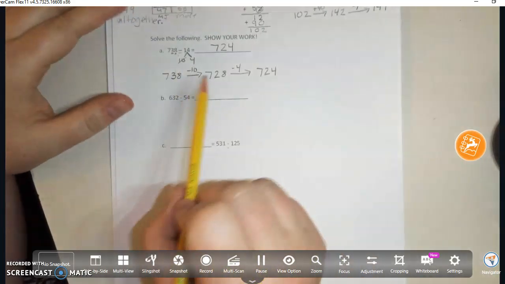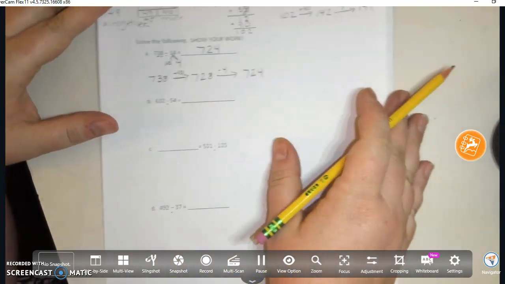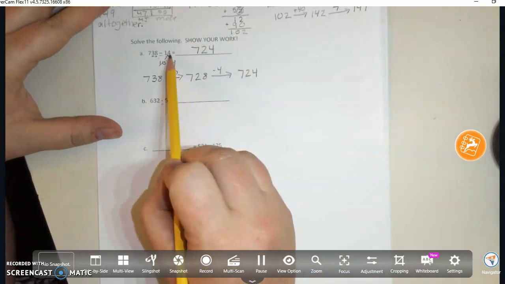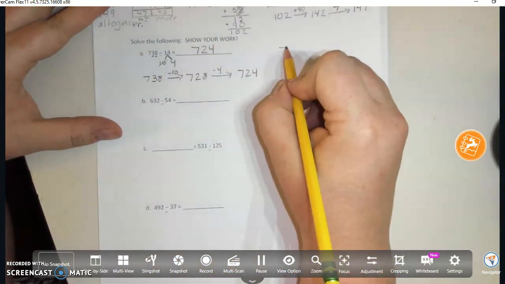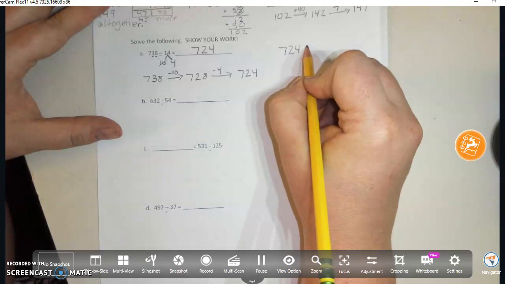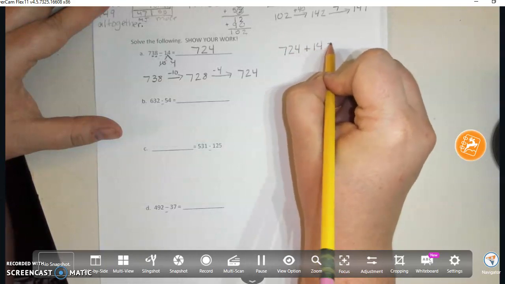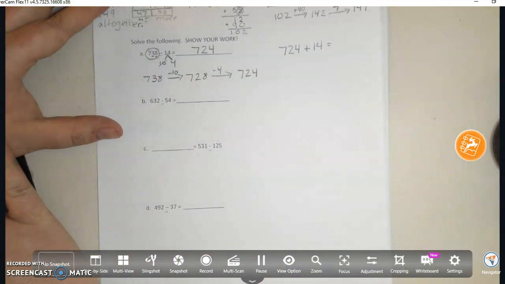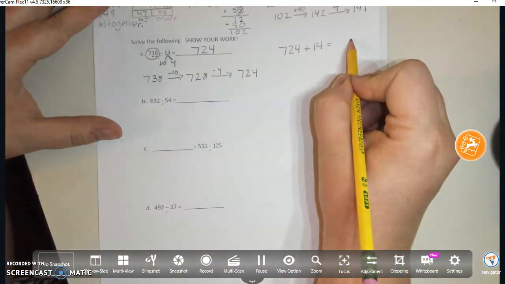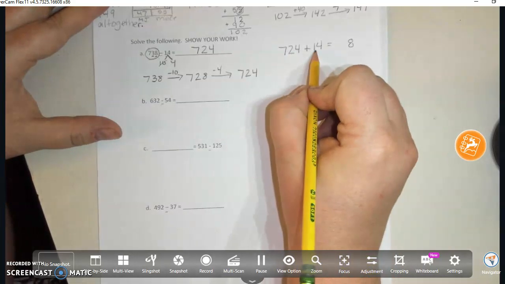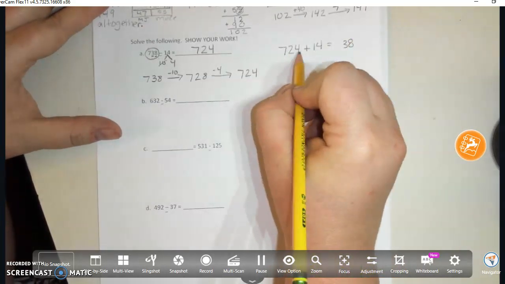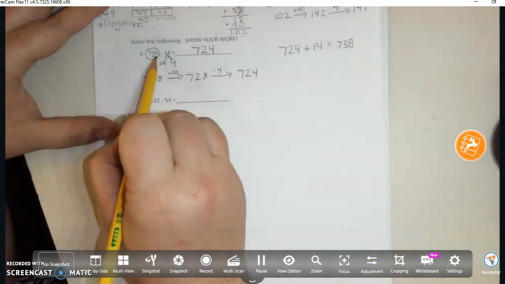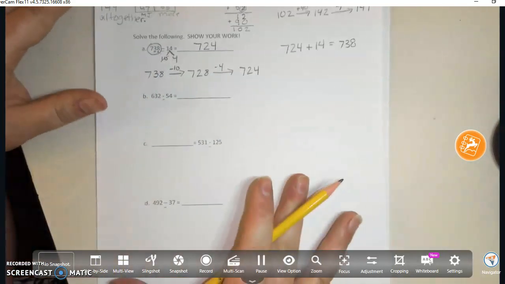Now I can check my work by adding. Remember, I would add my part plus my part to see my whole. So I would add 724 plus 14 to see if I got back to my whole number, which was 738. I can do that. 4 plus 4 is 8. 20 plus 10 is 30. 700 plus nothing is 700. And I've checked my work. That one was easy to check.